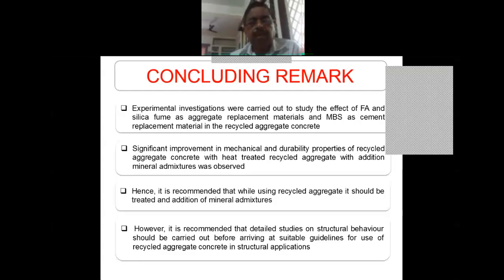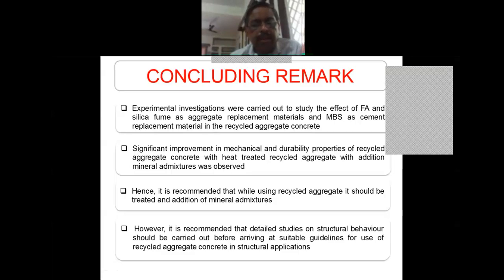So you cannot use the same parameters, same ratios, for this recycled aggregate concrete or any mineral admixture concrete also. So we can recommend that detailed studies on structural behavior also you should carry out, and that's why the IS code also restricts it only up to 25% replacement, and that also up to M20 grade concrete only.